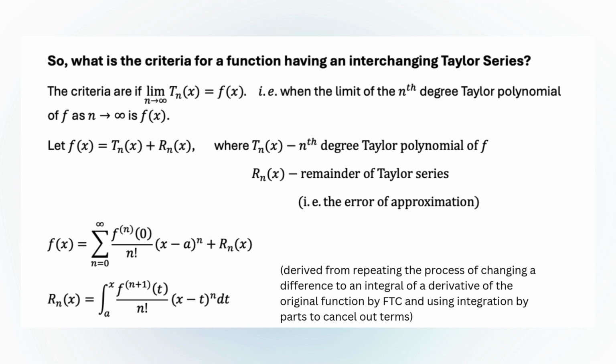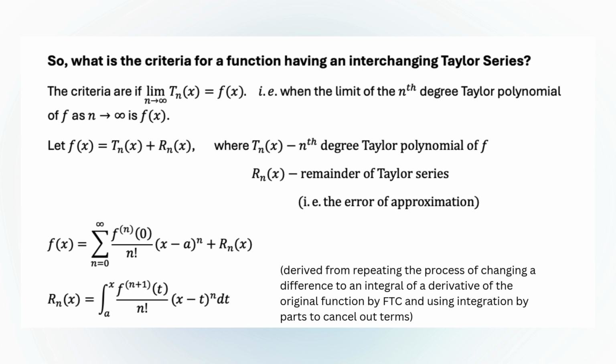So what is the criteria for a function having an interchangeable Taylor series, meaning a series that actually equals the function? The key condition is this. If the limit as n goes to infinity of the nth degree Taylor polynomial, capital T sub n of x, equals f of x, then the Taylor series represents the function. In other words, the Taylor series only truly works when the polynomial gets closer and closer to the function itself as we take more terms.